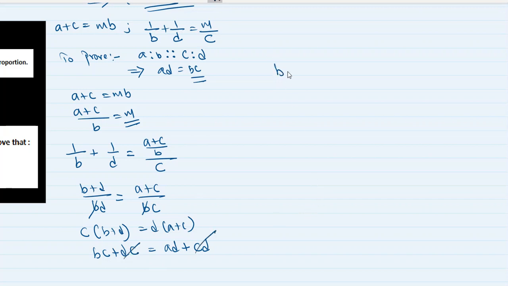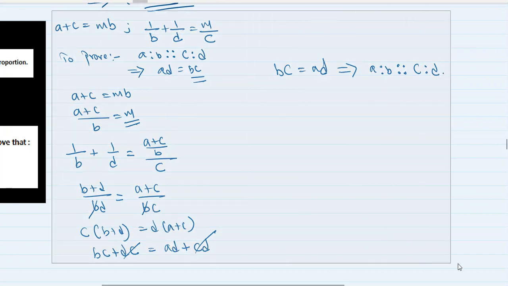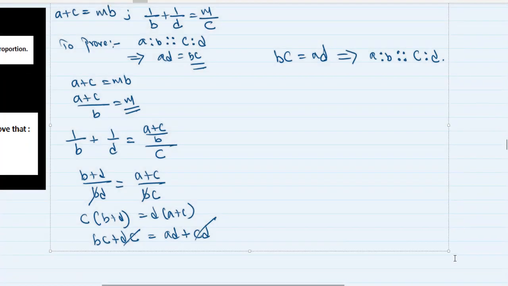So what do I get? BC is equal to AD. And BC is equal to AD means A is to B is in proportion with C is to D. Done? So proved. So it was simple, quite simple. Little bit of algebra and then you get going. Correct?